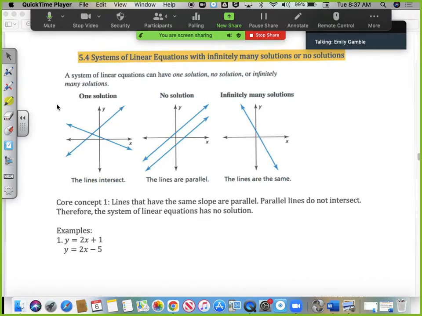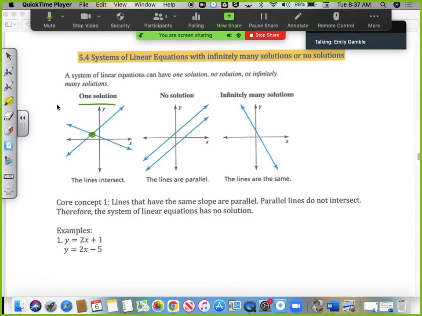So we are in section 5.4, systems of equations with either infinite solutions or no solutions. If you remember, the last section that we were learning was systems of equations, which means you have two lines on the same graph. Usually what happens with these problems is that the two lines intersect at one point, and that's when it would have one solution, and that solution would be whatever intersection point that was. This one maybe could be like -1, 1.